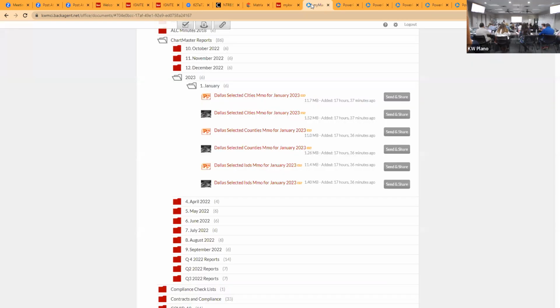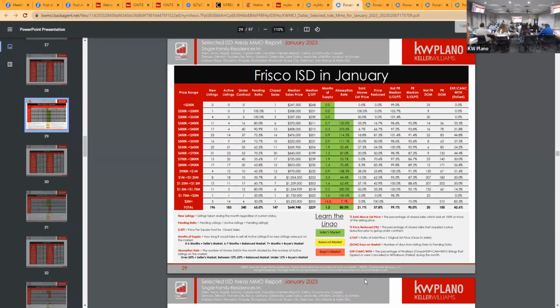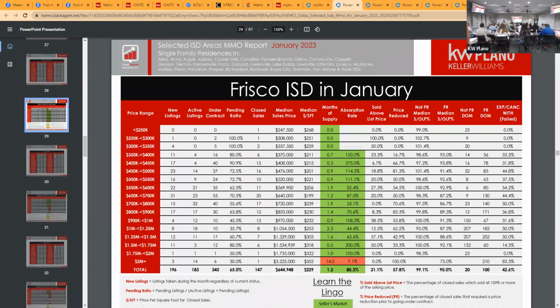So I'm in mykw.kw.com, and then I'm going to click on ISDs. I'm in the PDF and it takes me to that one. Let me zoom in again. Same information, it's broken out by price range. I find this helpful, especially if you're on a borderline. If you're in Frisco, but it goes to Little Elm schools or vice versa, this is helpful if you want to double check yourself.